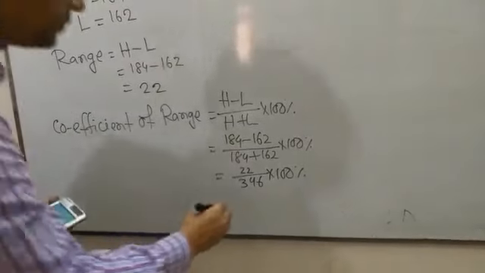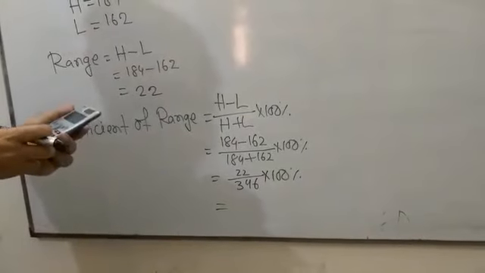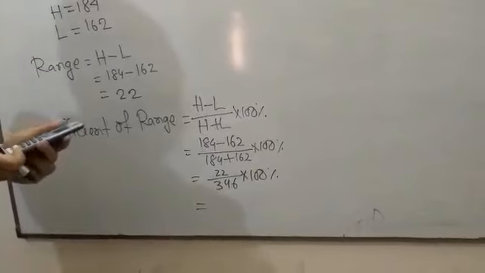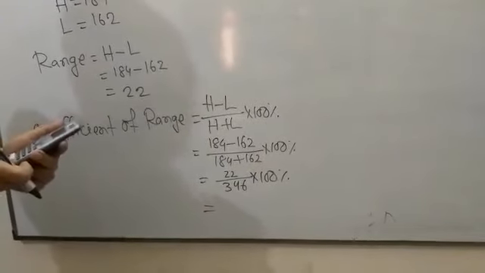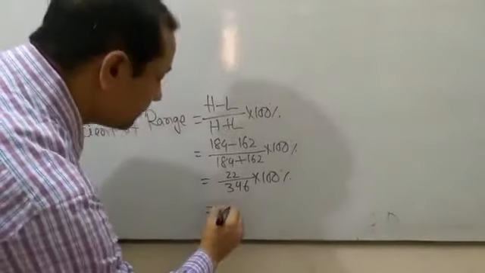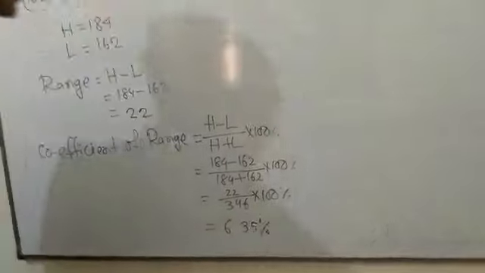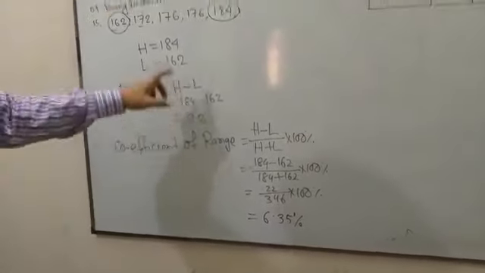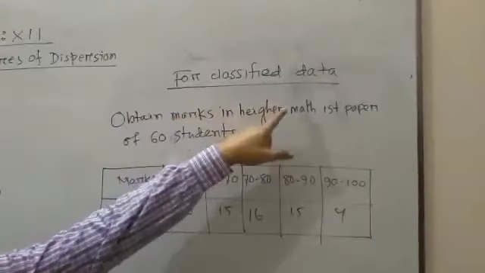6.35%. So the coefficient of range is 6.35% for non-classified data. Again, another example for classified data.